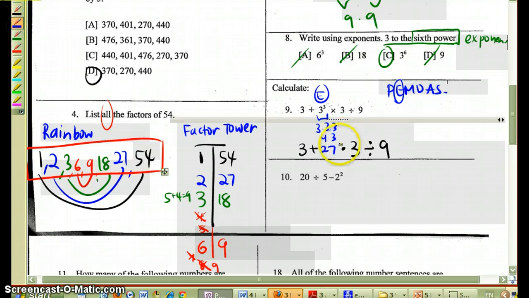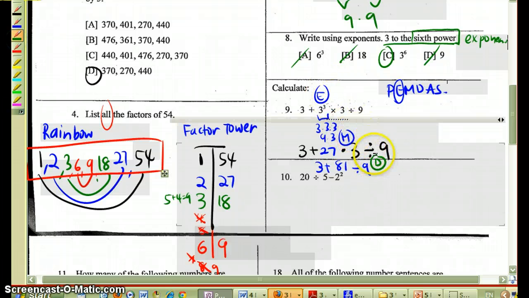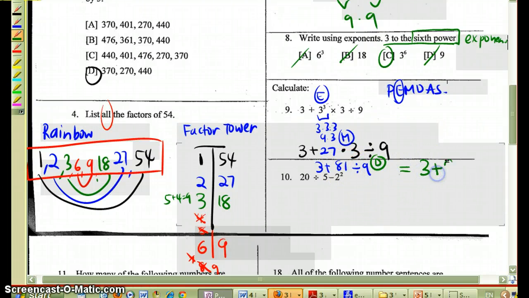Following PEMDAS, I would then do the multiplying that's right here. 27 times 3 is going to give me 81. Okay, so I'm going to do 3 plus 81, divide with 9. So then I'm going to do the dividing, because after multiplying is dividing. So 81 divided by 9 is 9, so I'm going to write it over here. 3 add with the 9, which then gives me the answer 12. So number 9 is 12.